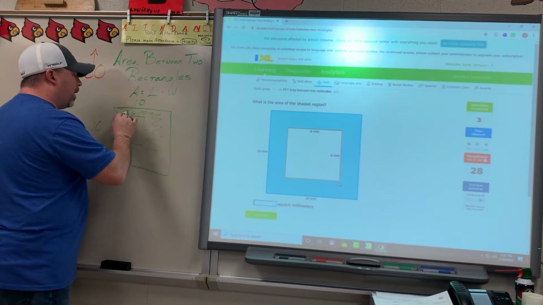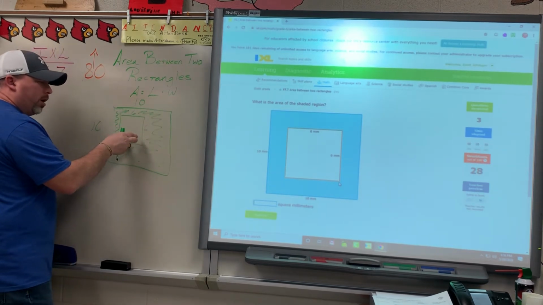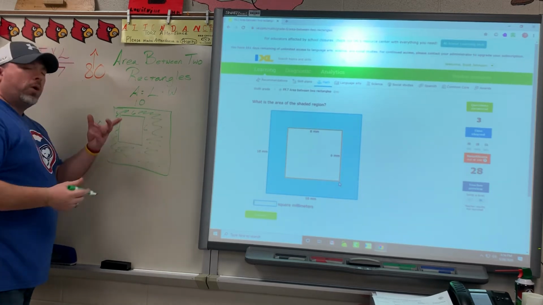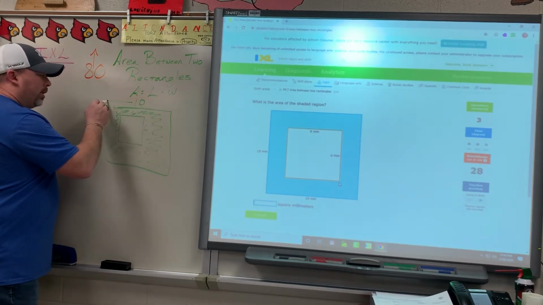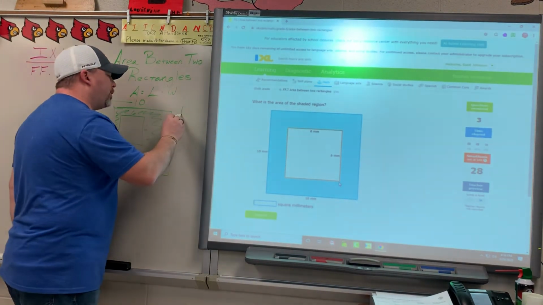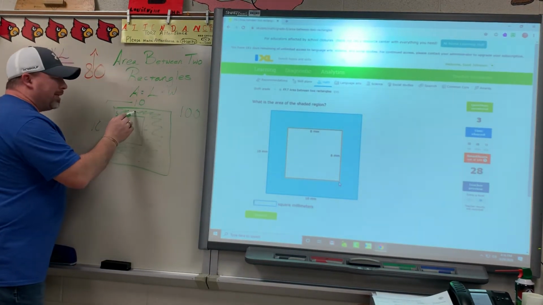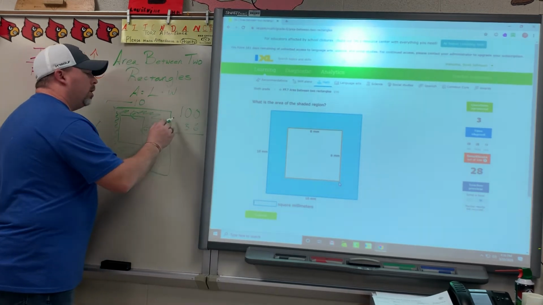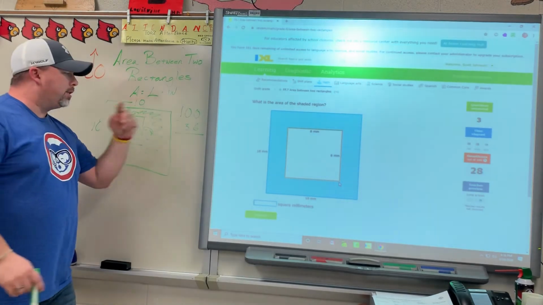It's the same. It doesn't matter whether the cutout is in the middle, or the cutout's in the corner, or the cutout's slightly to the right or to the left, because all we're doing is the same. Length times width. What's 10 times 10? 100. Nice job. What's 6 times 6? 36. Thank you. Now we got 100 minus 36.